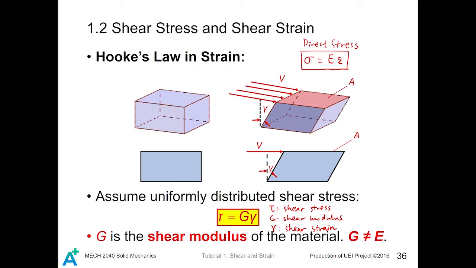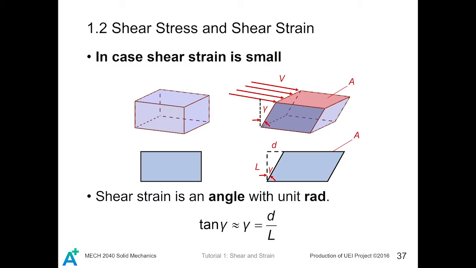Just now we introduced that sigma is the direct stress, E is the Young's modulus, and epsilon is the axial strain. Notice that although we have E and G as constants, in the case of shear strain and axial strain, their constants are very often unequal. That means G is very often unequal to E, except for some special cases. Let's have a look at this 2D block under the shear force V. The shear force causes the deformation of this shape, and here is D, here is L.